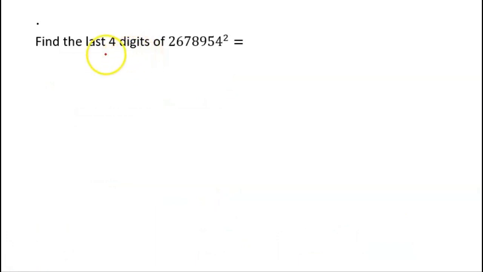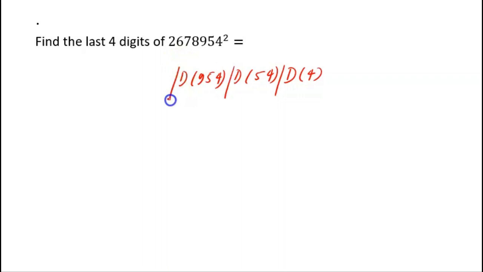So in this, they are asking for the last four digits. So now I think I should not write the detail. I should just write the last four duplexes. So here I will have duplex of 4. Then I will have duplex of 54. Then I will have duplex of 954. And here I will have duplex of 8954. I ignore the previous terms.